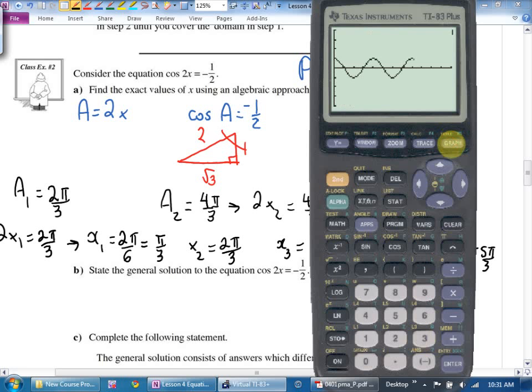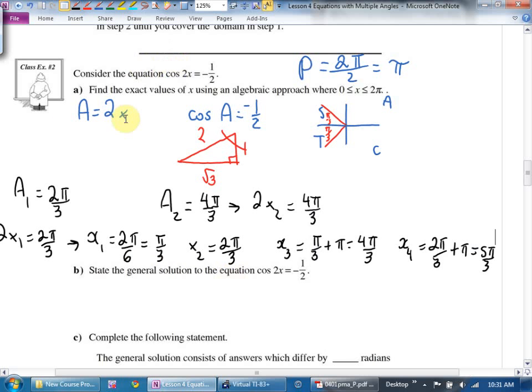I would put a 3x there. I would get A1 and A2, and I would figure out what x1, x2. I end up having to keep adding until I'm out of the domain. Keep adding the period until I'm out of the domain. So 4 answers. B says state the general solution.